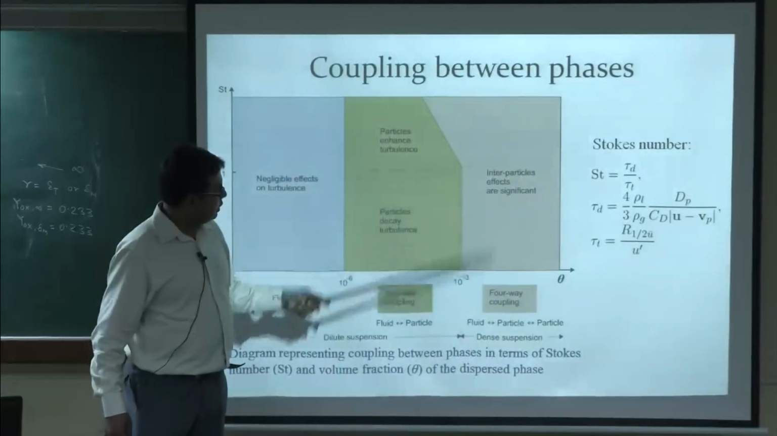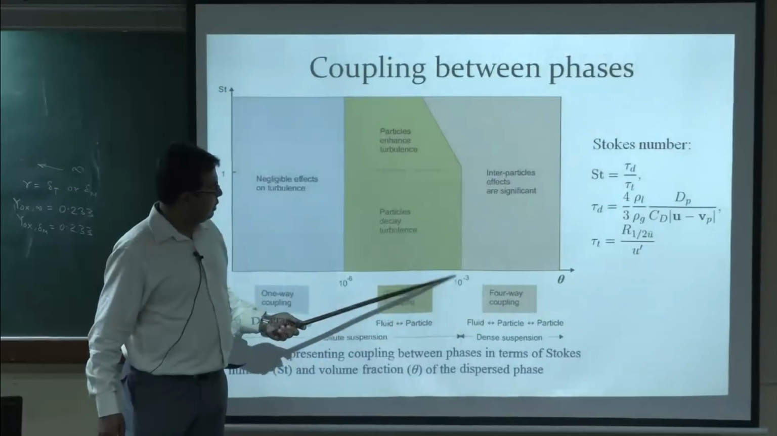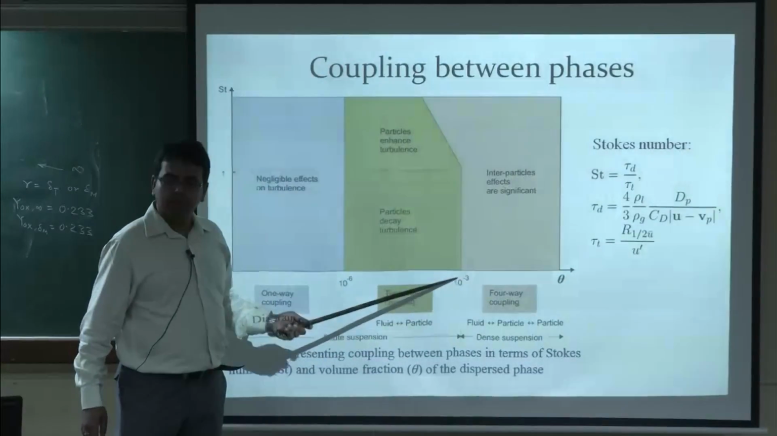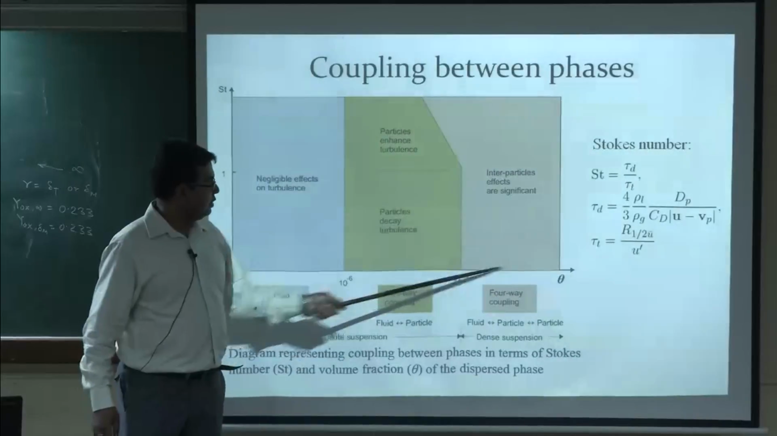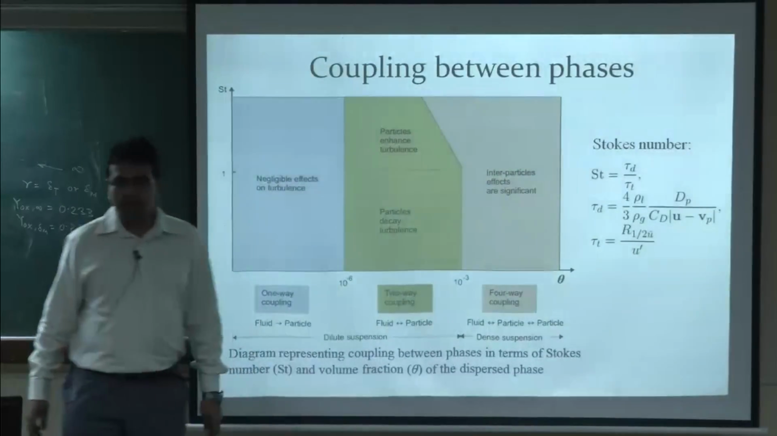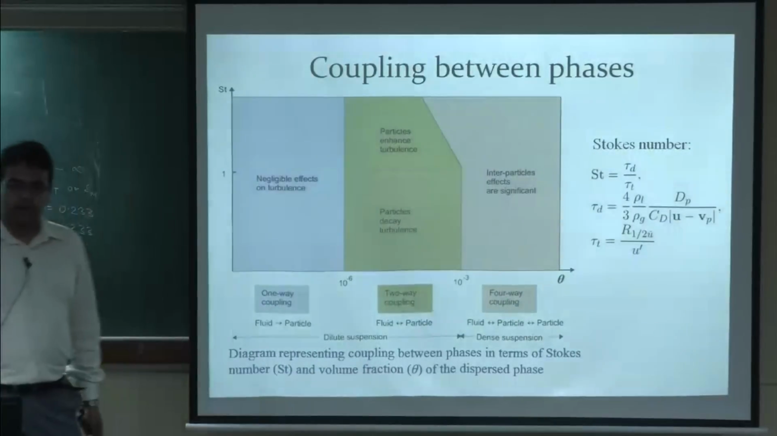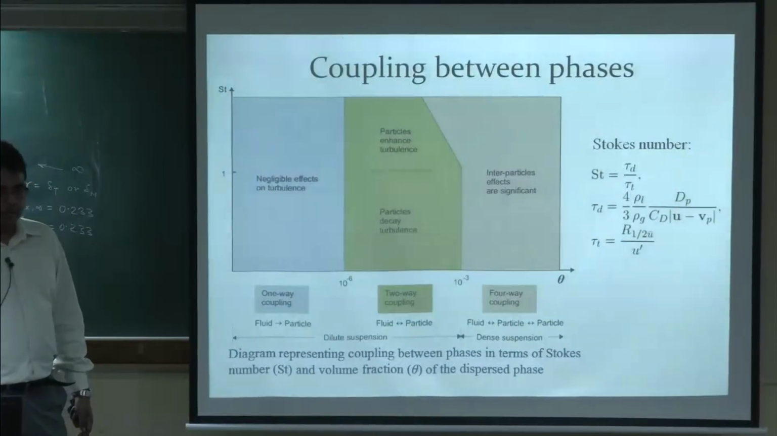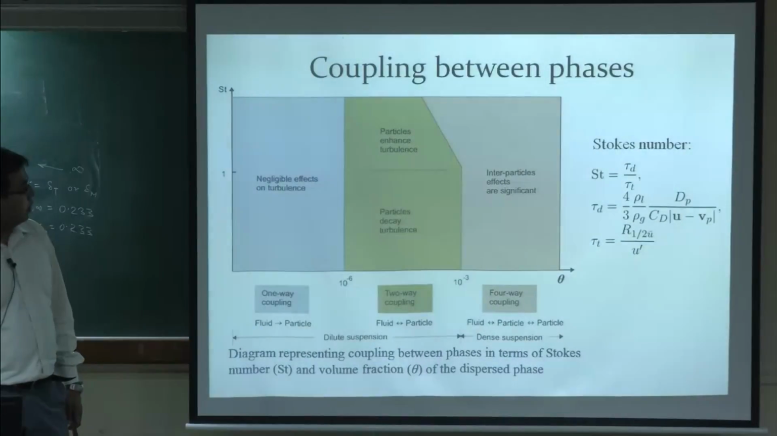domains that we have. Then we can have 4-way coupling when your volume fraction is very large, more than 10 raised to minus 3. The inter-particle effects then become significant, so particles will interact with each other, and the effects of collision, coalescence and breakup become important there.